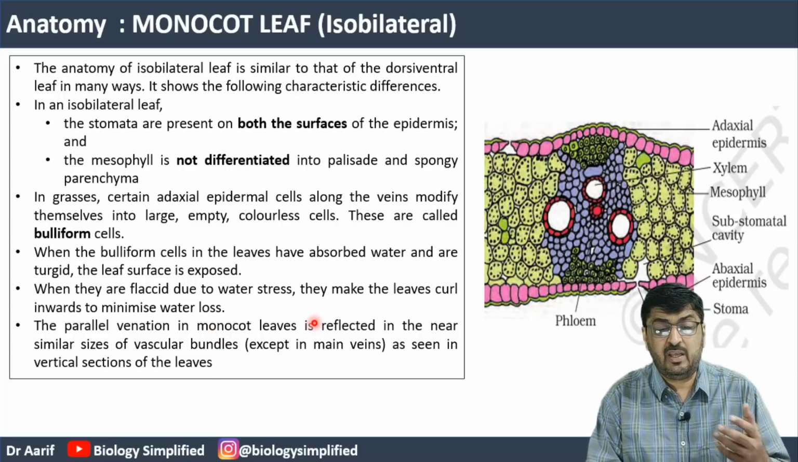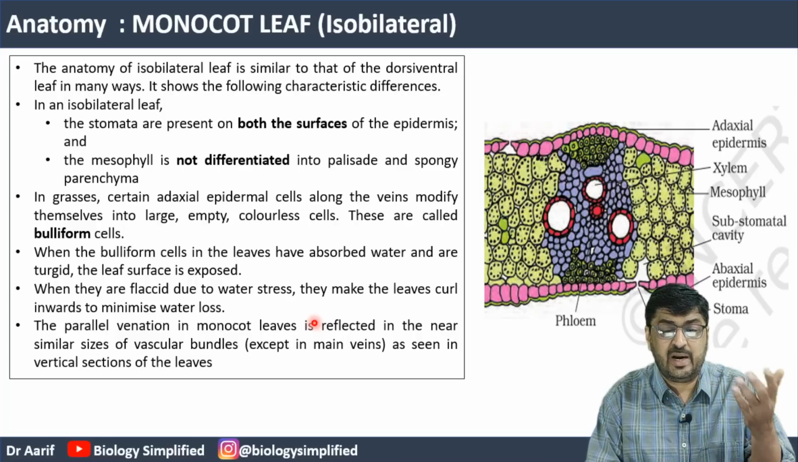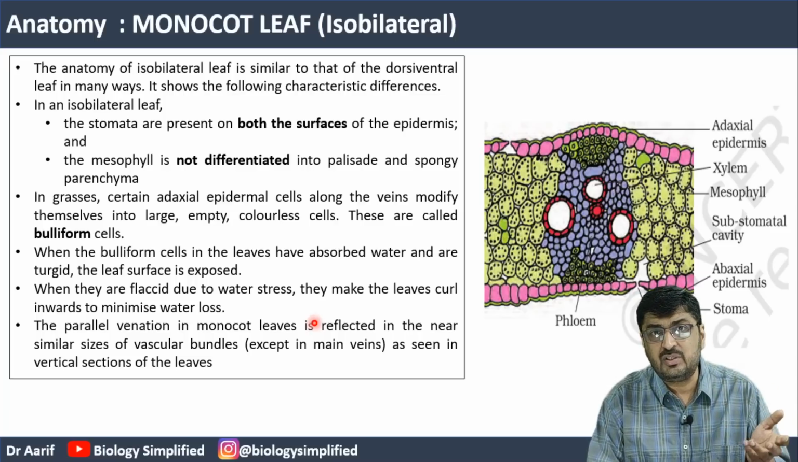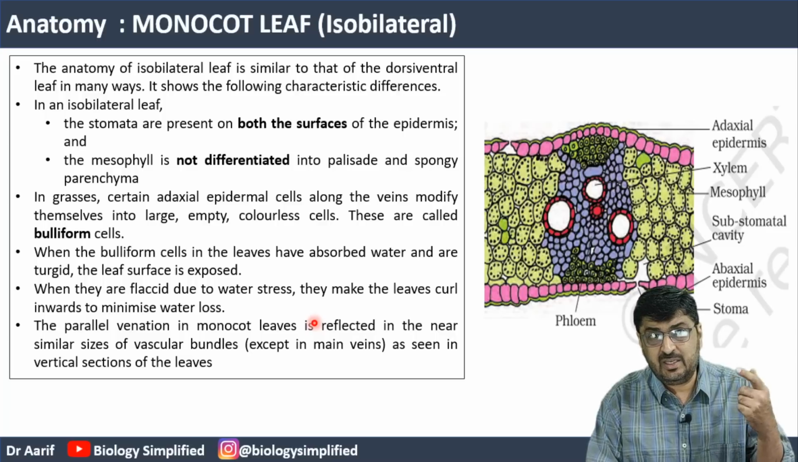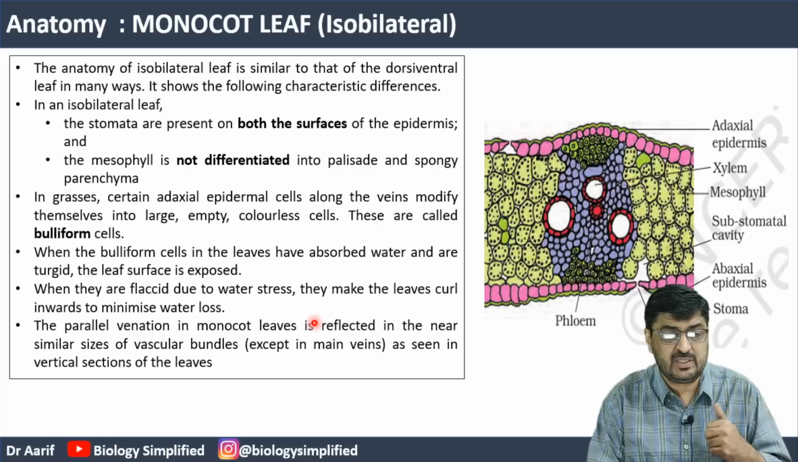So you have practically all the structures. यहाँ पर भी adaxial है, abaxial है. You got the mesophyll, but the mesophyll is not differentiated into the palisade and spongy. यहाँ पर only spongy, no palisade here. And stomata are present equally on both the surfaces.